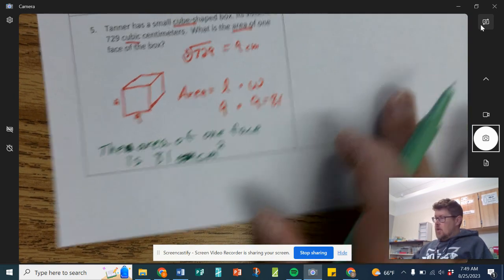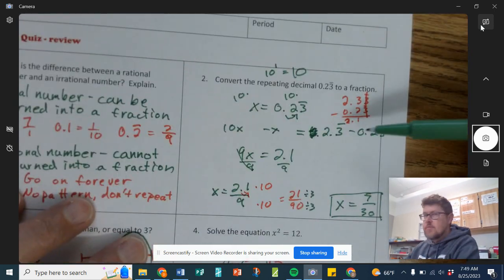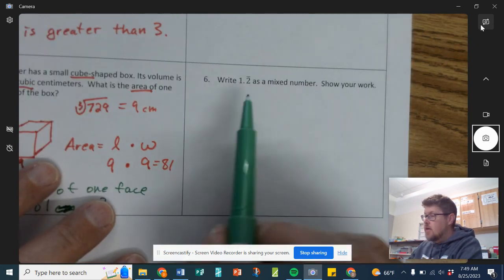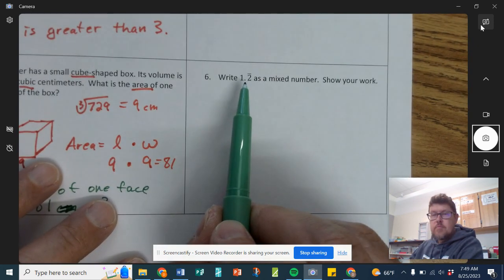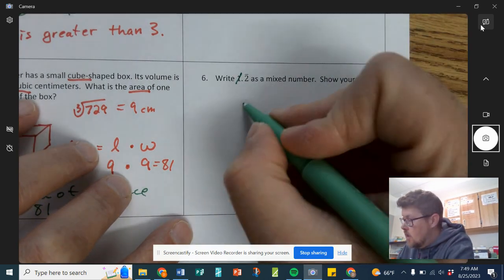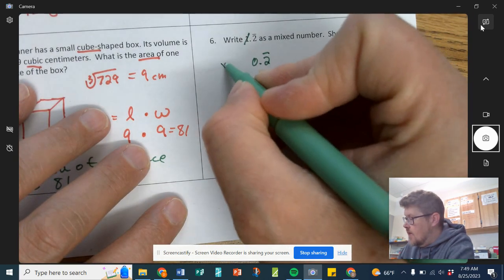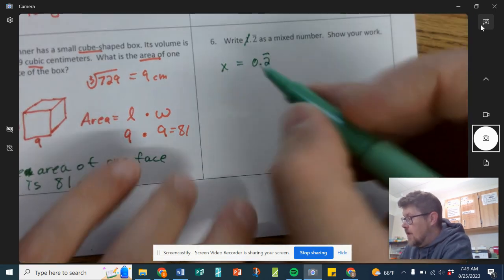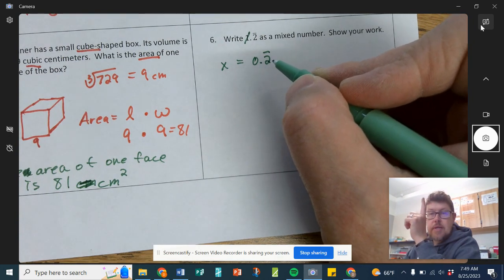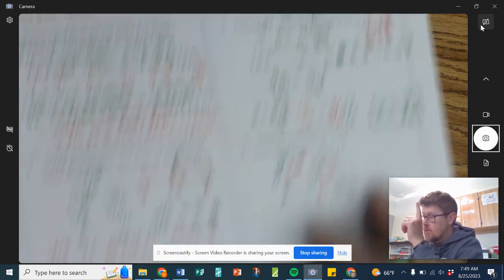Ta-da. Next, 1.2 repeating as a mixed number, show your work. Similar process to what we did for number 2, okay? But the addition here is that we'll have a whole number out front. Now, what I recommend is that you get rid of that whole number and add it on at the end. It makes the math a lot easier, okay? So we're going to have x equals 0.2 repeating. Again, it's 1 repeating decimal, so it's 10 to the power of 1, which is equal to 10, that same process here.